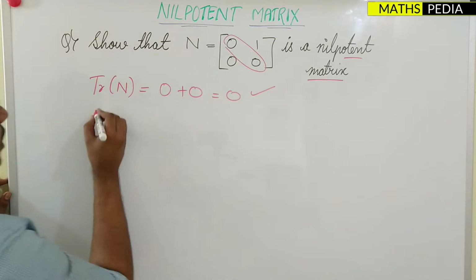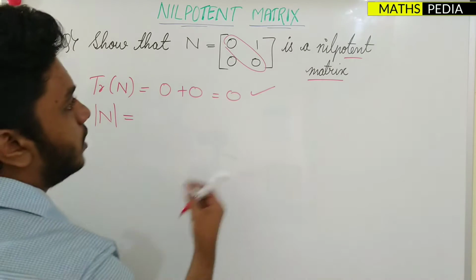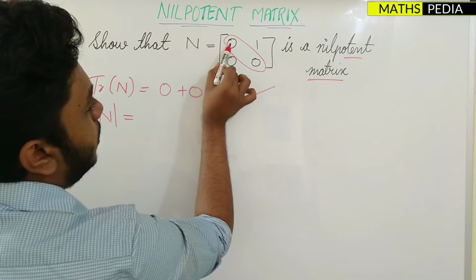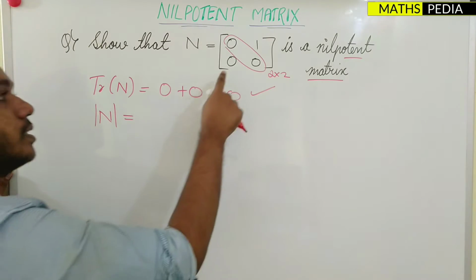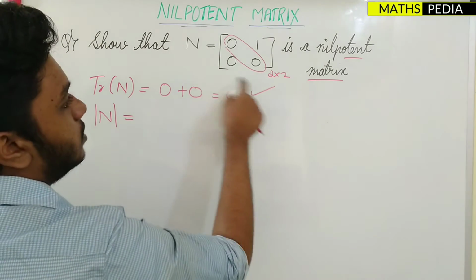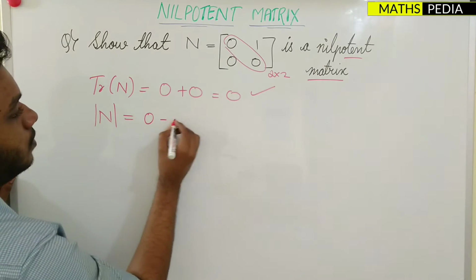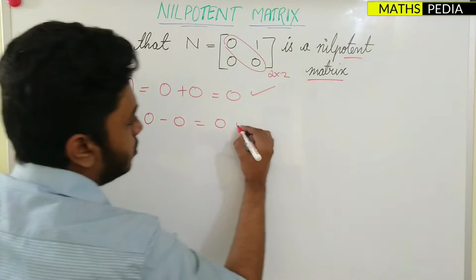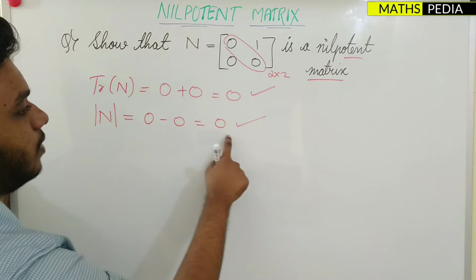In that first condition, one more thing is that the determinant of N should also be equal to 0. Let us test that also. So, how to find the determinant of a 2 cross 2? Anyway, we know that this is a square matrix, as you can see, 2 rows and 2 columns. So 0 minus 0, which is equal to again 0. So this matrix has satisfied these two conditions.